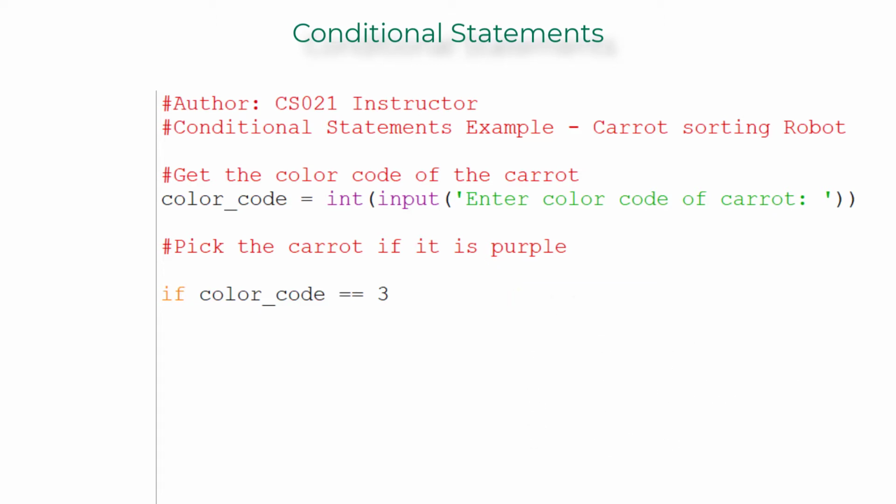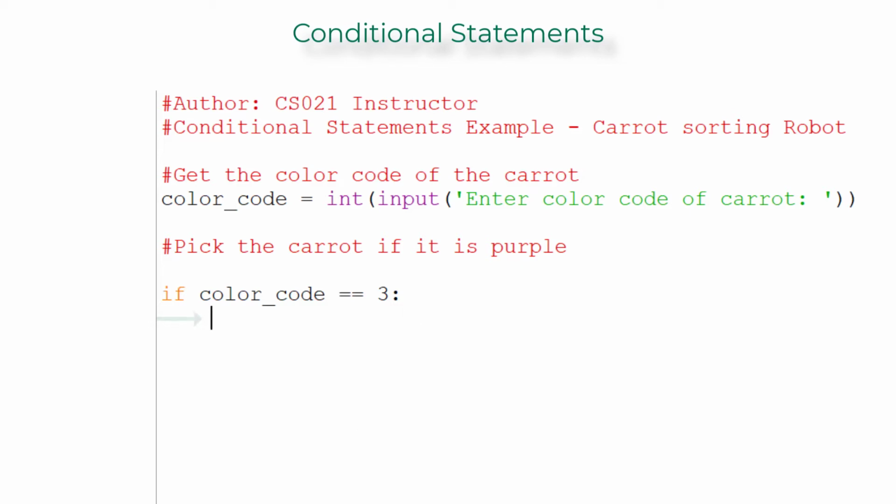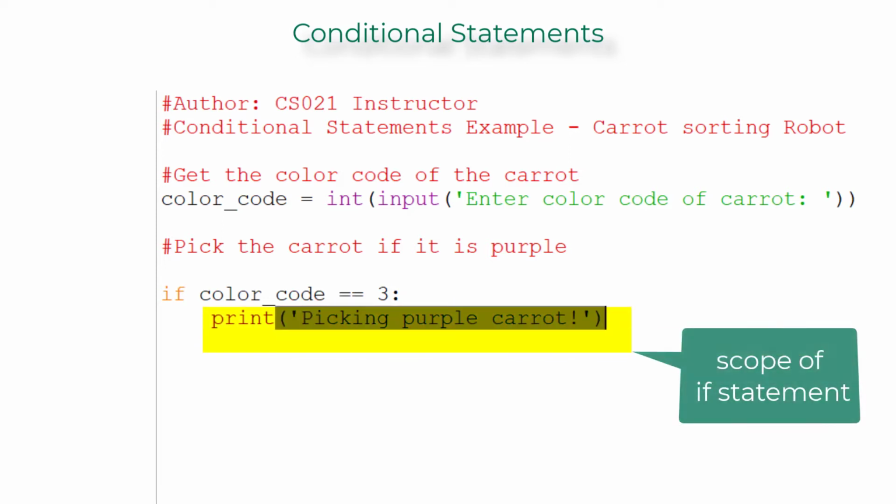If color_code == 3, and then we have a colon specifying the end of the if statement. Once we press enter or the return key, the Python IDLE editor automatically indents the code and asks you to write the code from here. Indentation is part of the syntax in Python. Whatever indented code you write will be part of the if conditional statement's scope. If the condition is satisfied, the indented code is executed.